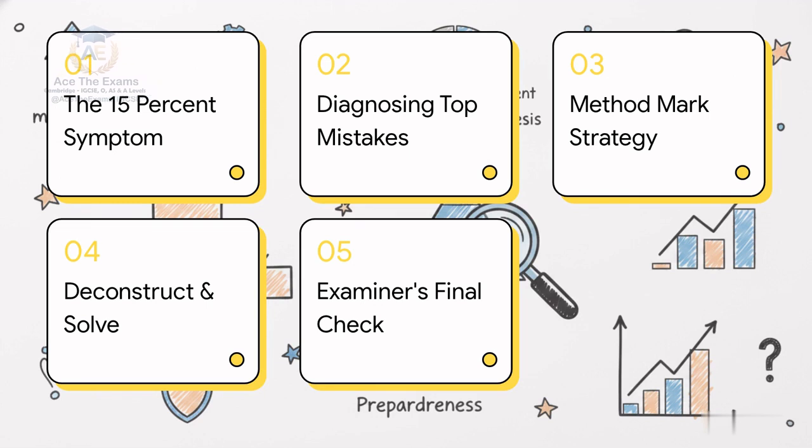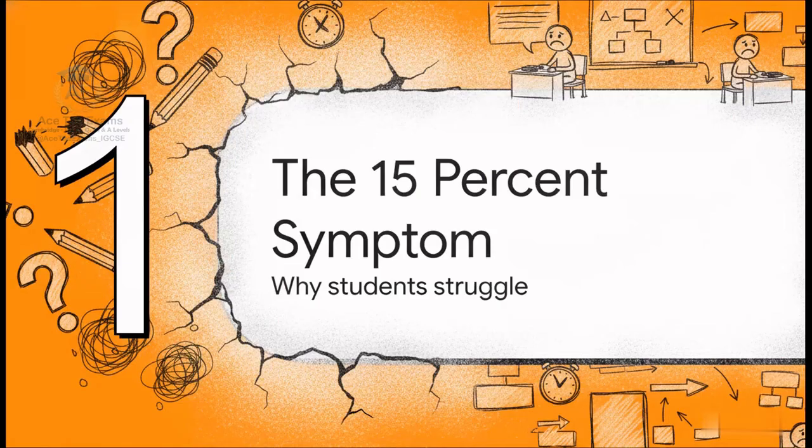Here is our treatment plan for today's explainer. We'll start with the 15% symptom, diagnose the top mistakes, introduce the method mark strategy, dive into the deconstruct and solve framework, and finally do the examiner's final check. Let's move right into our first section. Act 1, the 15% symptom.